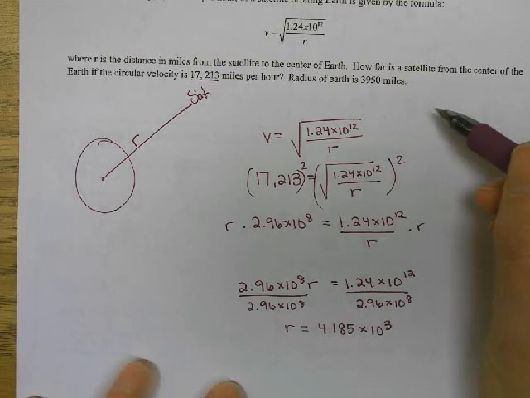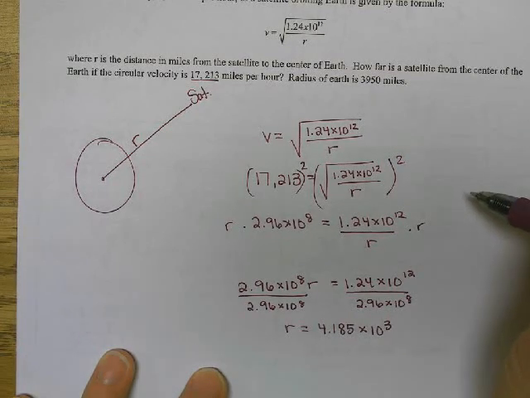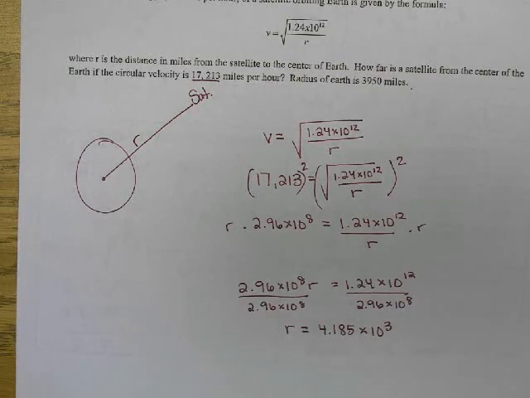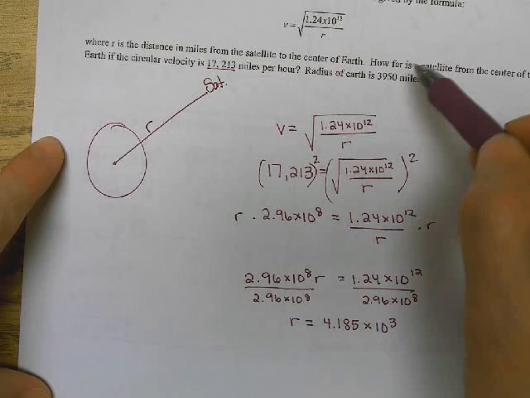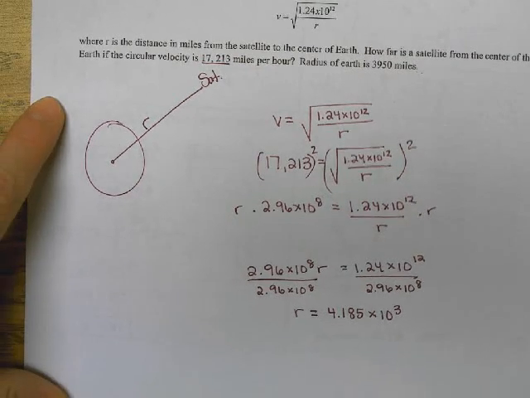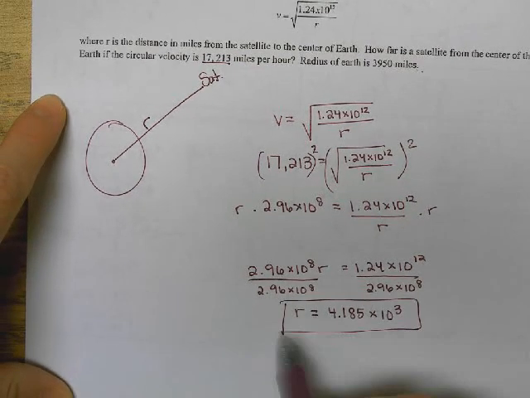But we're also told, oh, no, we're just told the radius of the Earth. I guess if we wanted to see how far it was from the surface of the Earth, we could subtract that distance right there. So there is our r.